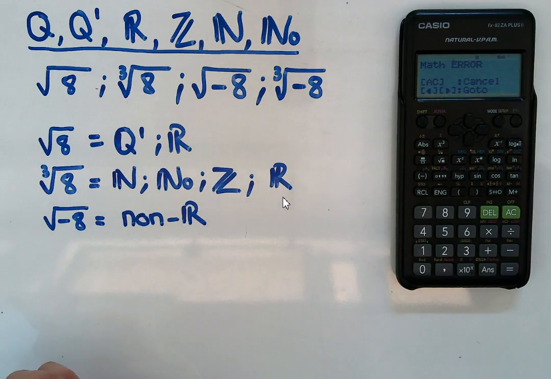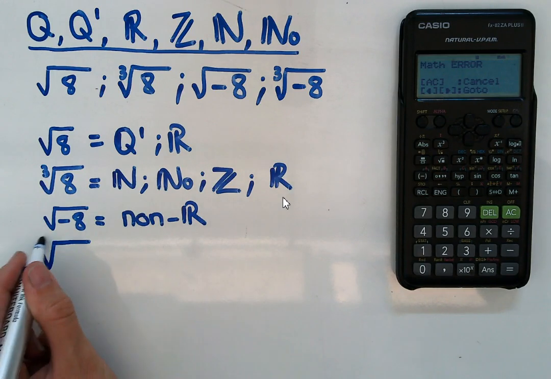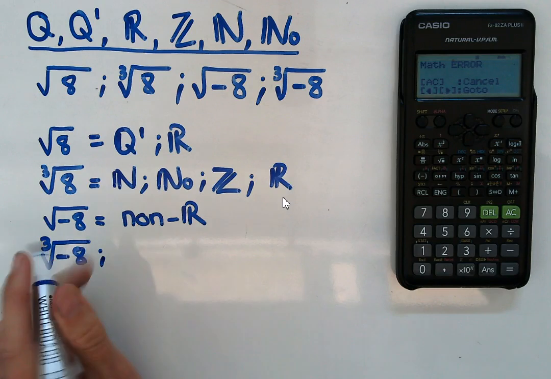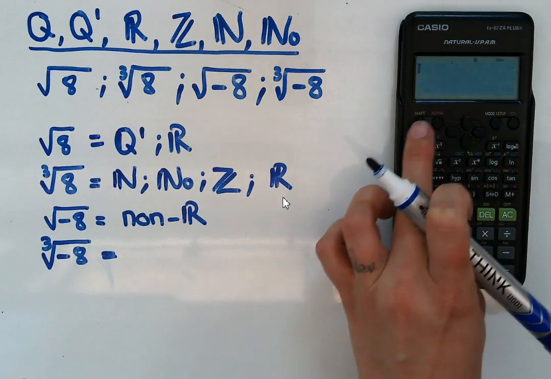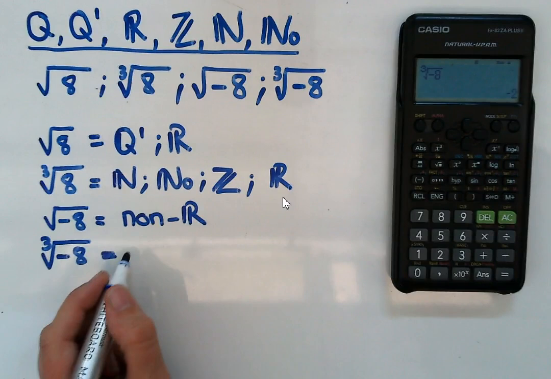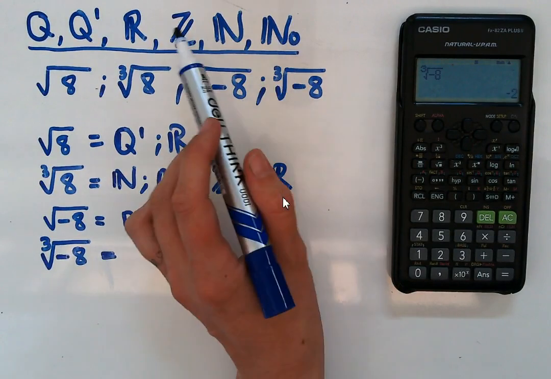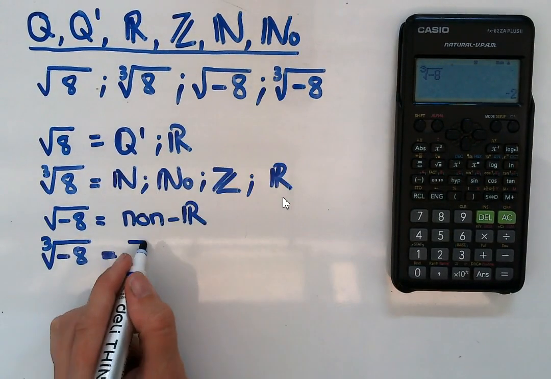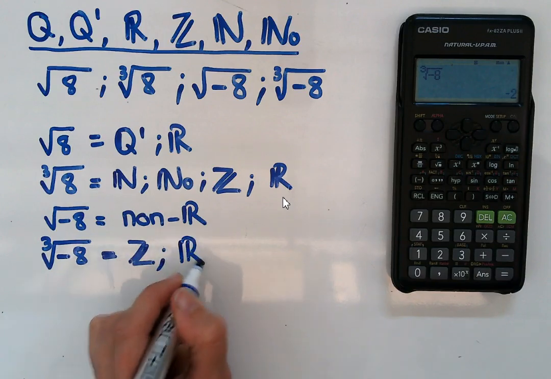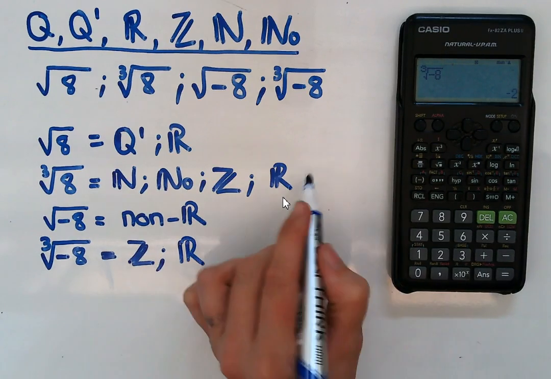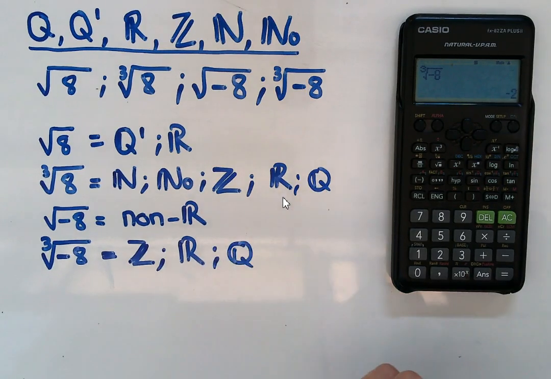Okay, so that's a little bit of revision on number systems. Let's just quickly finish the last one. That is the cube root of -8, which is -2, which is not in these number systems. It's not a natural or whole number, but it's definitely an integer. So it is an integer, and it is also real, and all integers are also rational, because they stop. So that would be rational as well.